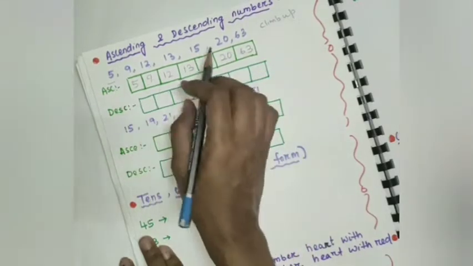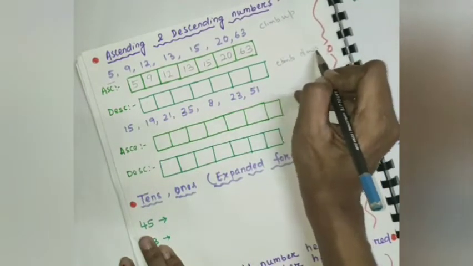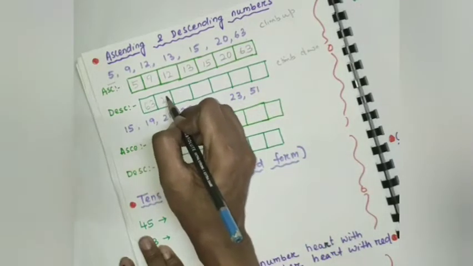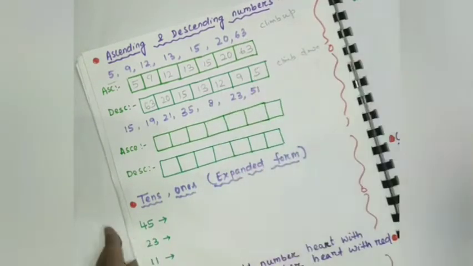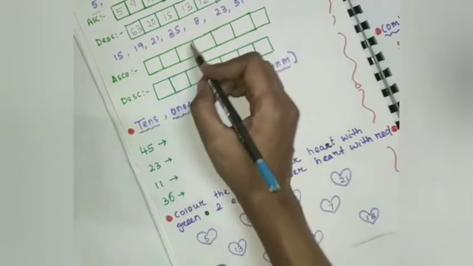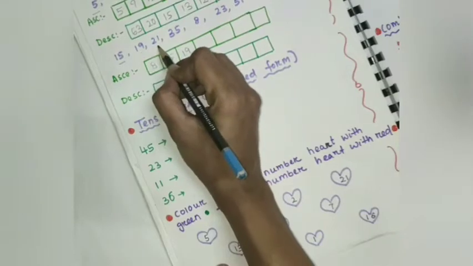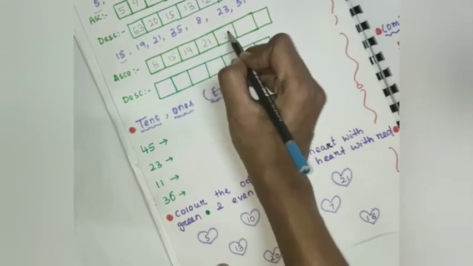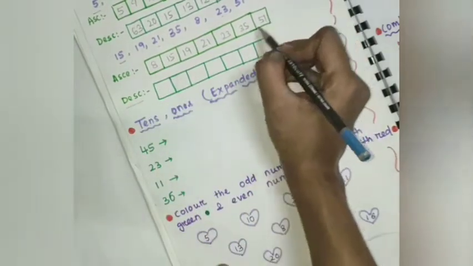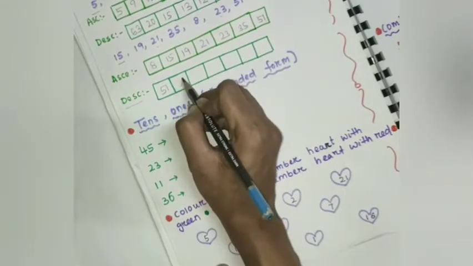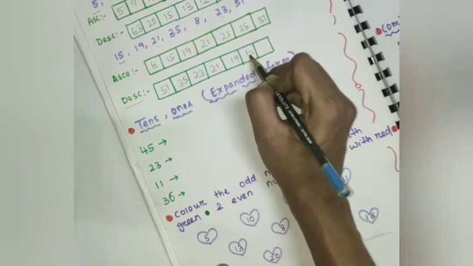Okay, 63, in ascending and descending. Okay, we'll climb down from bigger to smaller number. The biggest number is 63, then 20, then 15, then 13, then 12, then 9, then 5. Okay, same we'll do for the next one. Here also 7 numbers are there. So first, ascending from the smallest: 5, 15, 19, then 21, 23, 35 and 51. And descending, when we climb down from largest to smaller: 51, 35, 23, 21, 19, 15 and 8.